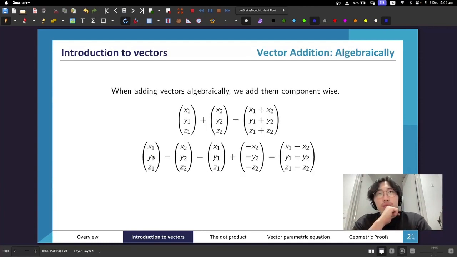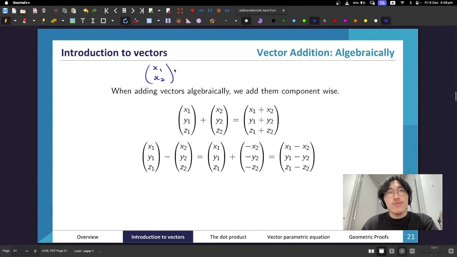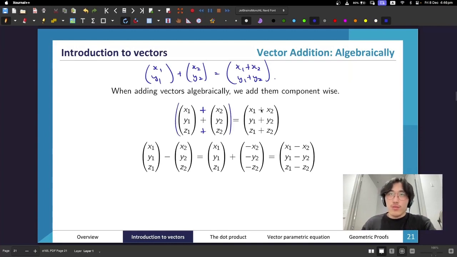When adding vectors algebraically, we add them component-wise. So in extension 1, you were introduced to component addition. Now in extension 2, nothing's really changing. We're just adding an extra component. So you can just think of it like this, and that becomes x1 plus x2, y1 plus y2, z1 plus z2.